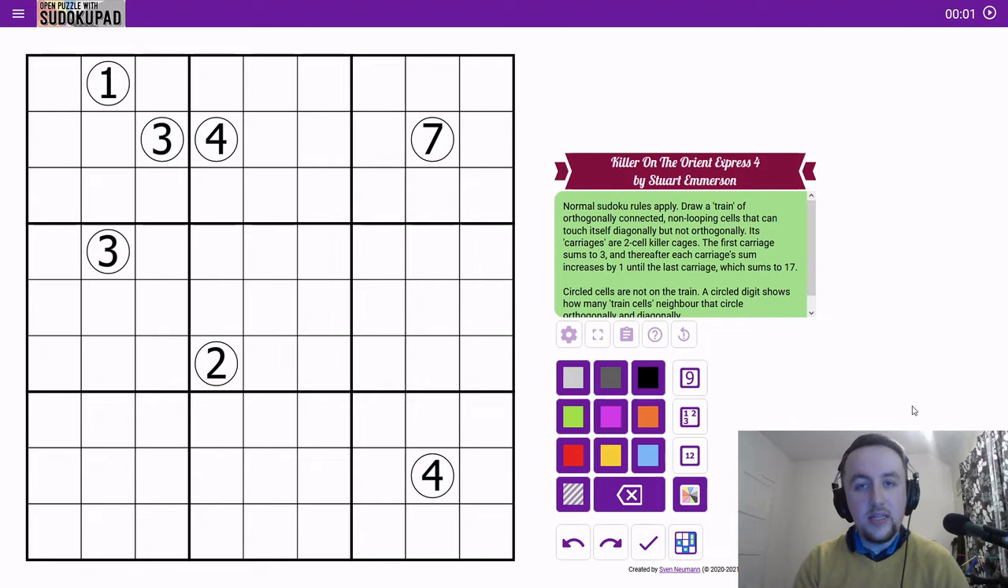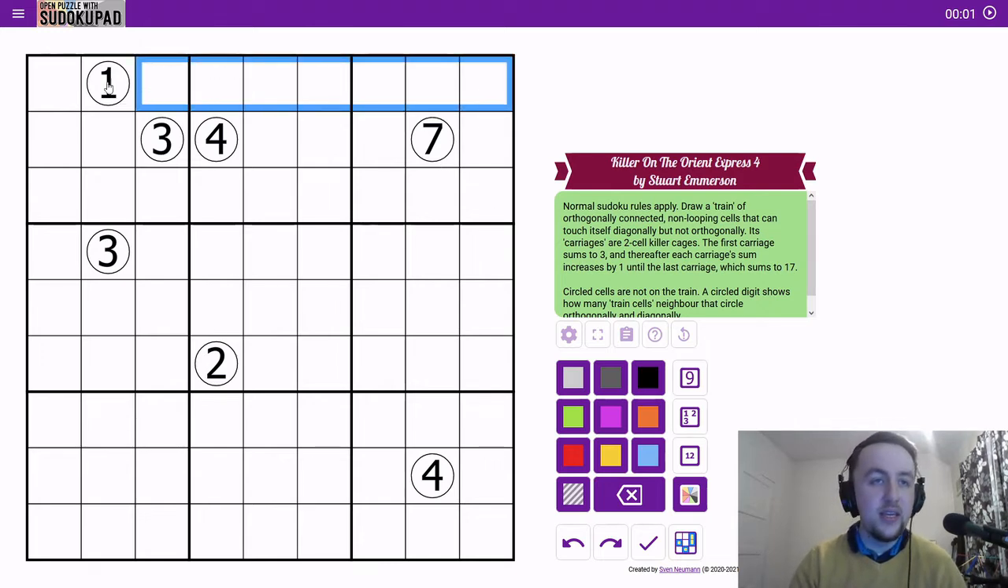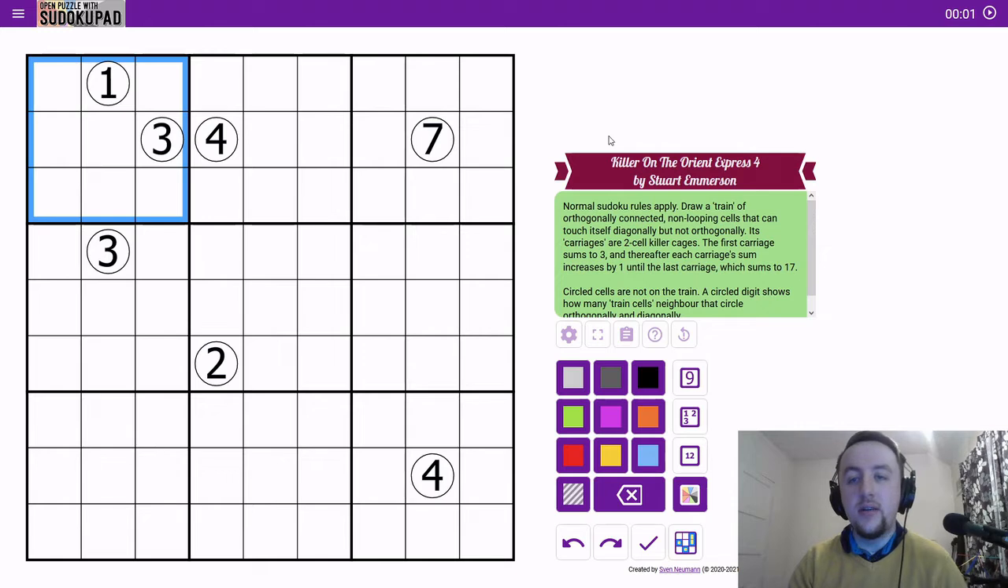So what is this rule set? Well, first of all, normal Sudoku rules apply. That is not the original part of the rule set. That just means that every row, column and 3x3 box must include the digits 1 to 9 exactly once each.